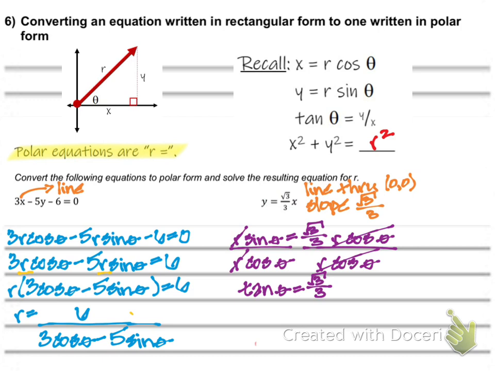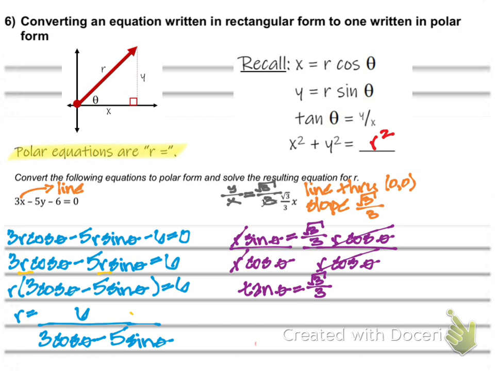So this one is in here on purpose because it's a little bit different. If we had started from the beginning and divided both sides by x, we would have had y over x is root 3 over 3, correct? And so that is tangent. Tangent theta is y over x.